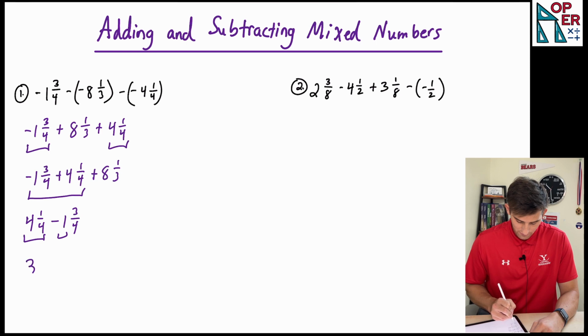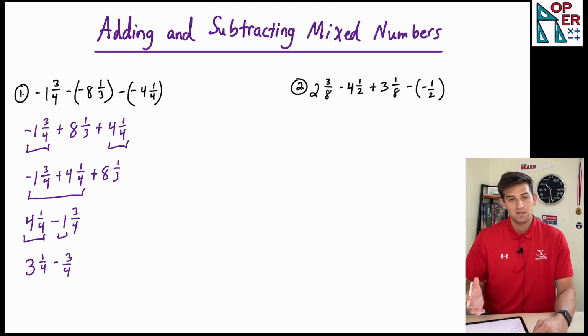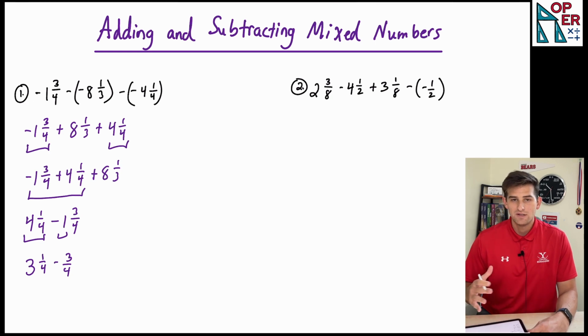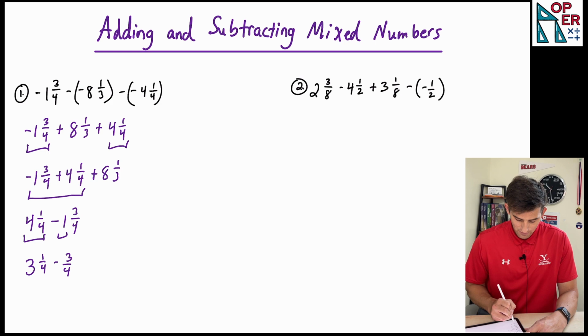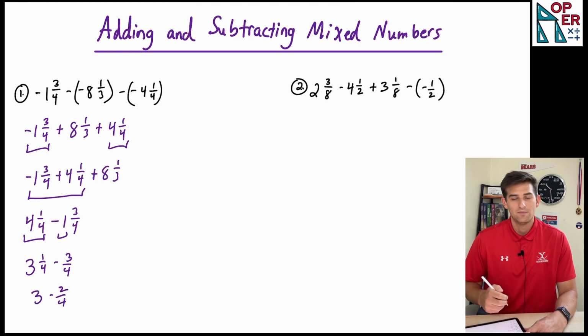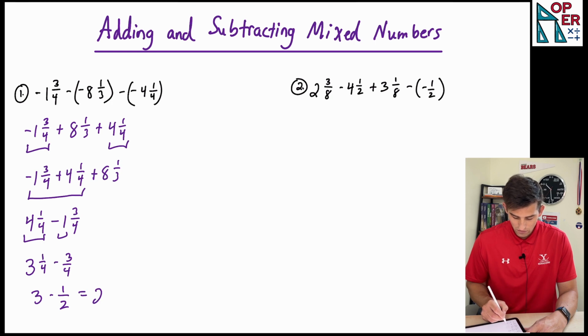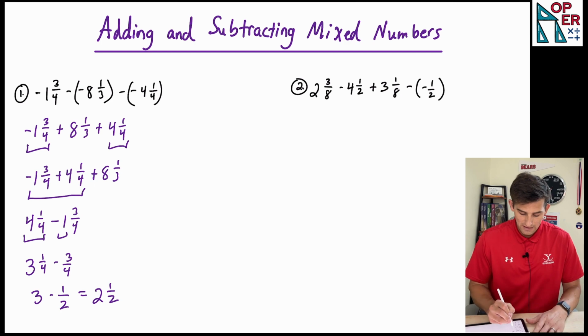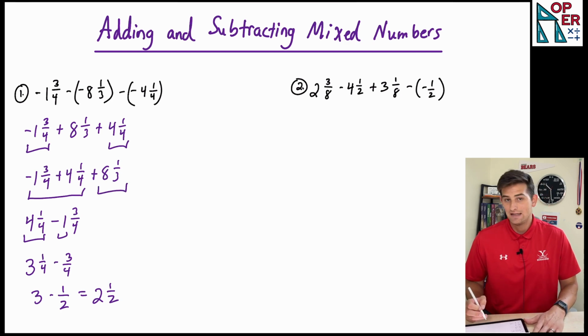So now we have 3 1/4, and now we just have 3/4 that we need to subtract. Well, what if we take one of those 3/4, so 1/4, and we subtract it? So now we would have a 3 here, and now this would be minus 2/4. Well, 2/4 we could rewrite as 1/2. So this is like 3 minus 1/2, and that would be 2 1/2, okay? So now we have 2 1/2, but remember we still have an 8 1/3.